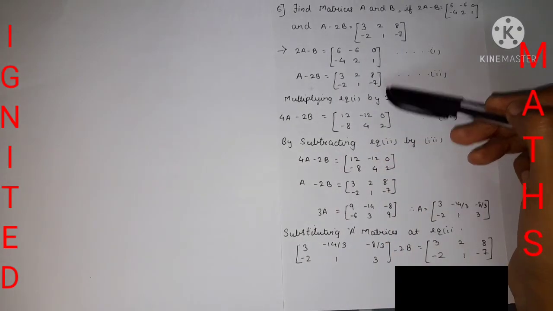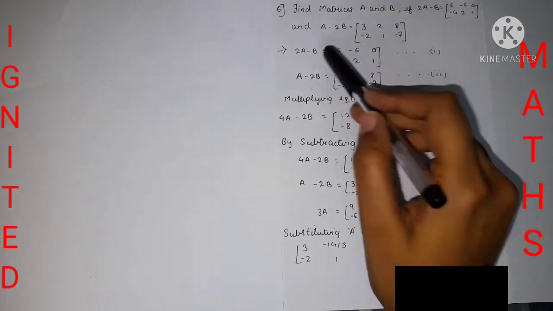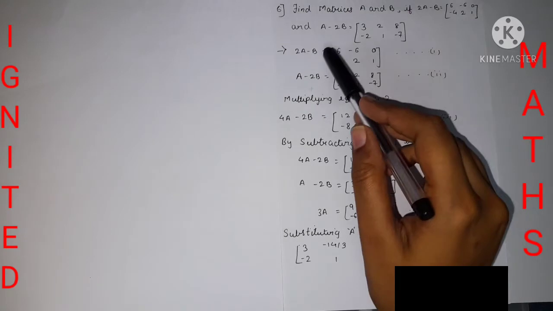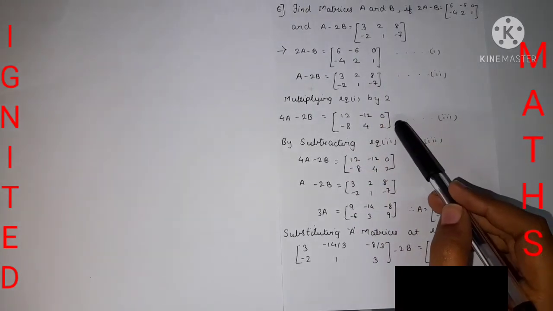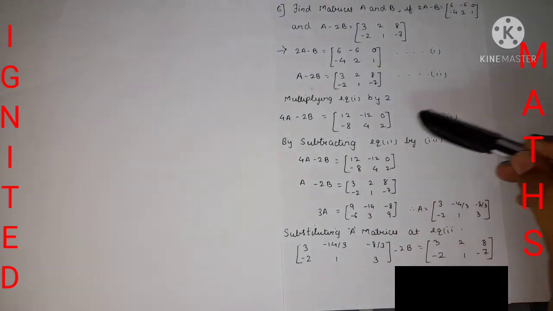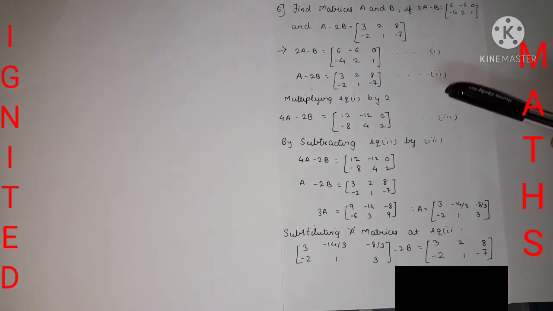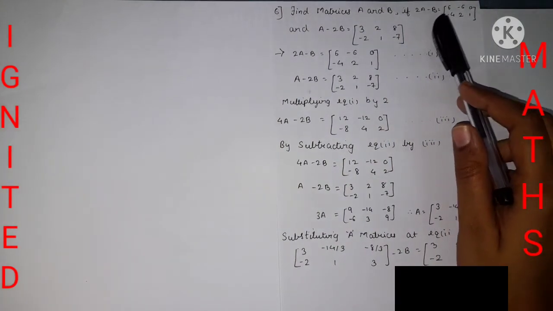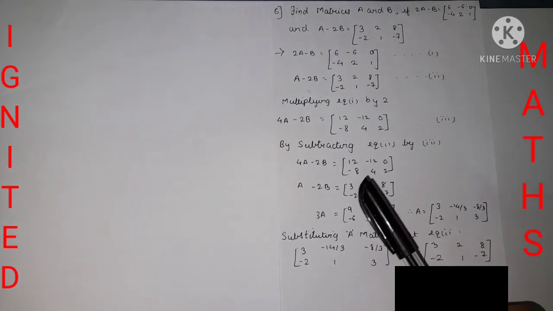I am repeating it. 2 into 2A is 4A, and 2 into B is 2B, and the same for the minus term. The 2 should be multiplied with each and every term of the given matrices. After doing the multiplication, you will get this term. This we can take as equation 3. Now if you look at equations 3 and 2, we need to find the matrices A and B. 2A minus B is given as a matrix, and A minus 2B is given as a matrix, and we need to find the values of A and B.